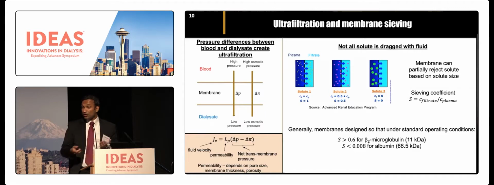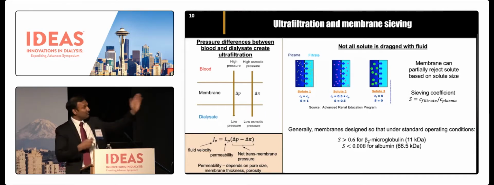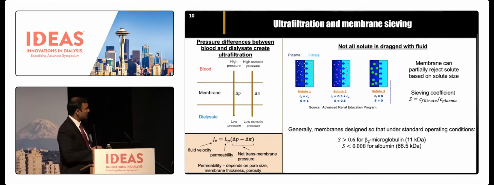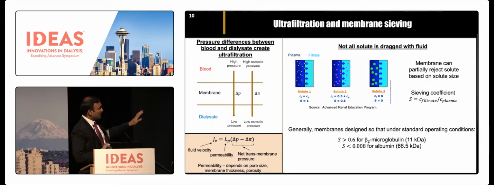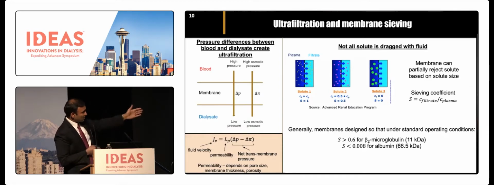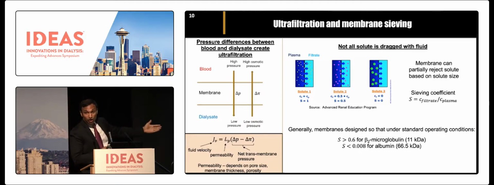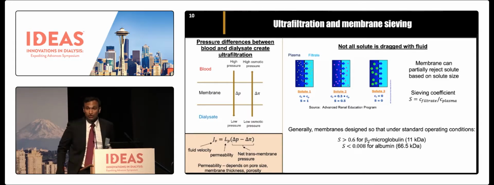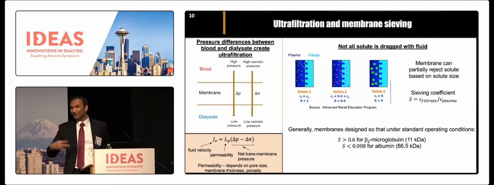If you have a sieving coefficient of 0, what ends up happening is the membrane rejects all the solute and you get everything just basically on one side. Okay? Generally, membranes are designed such that, understanding operating conditions, the sieving coefficient is about 0.6 for beta 2 microglobulin. It's greater than 0.6, but it's very small for albumin, less than 0.008, because you don't want to lose albumin when you're doing your dialysis.